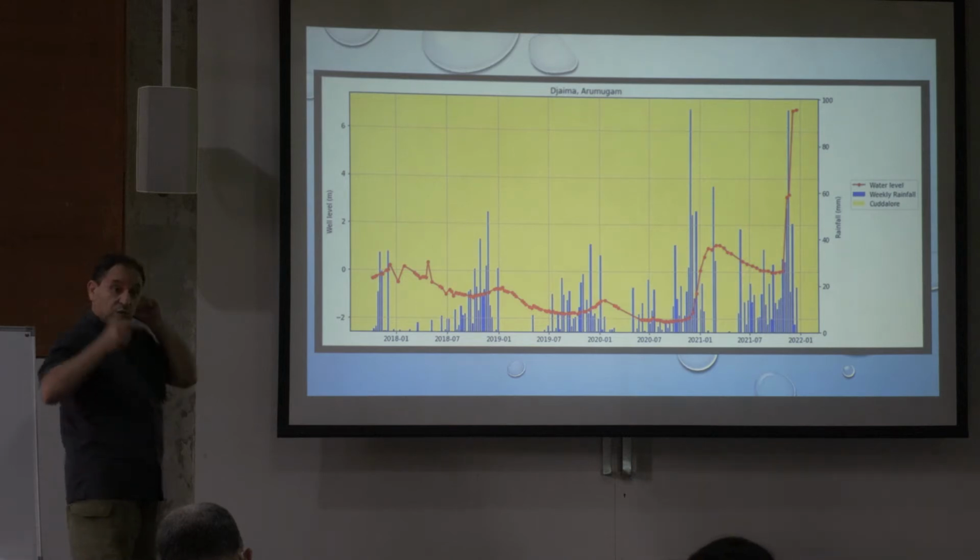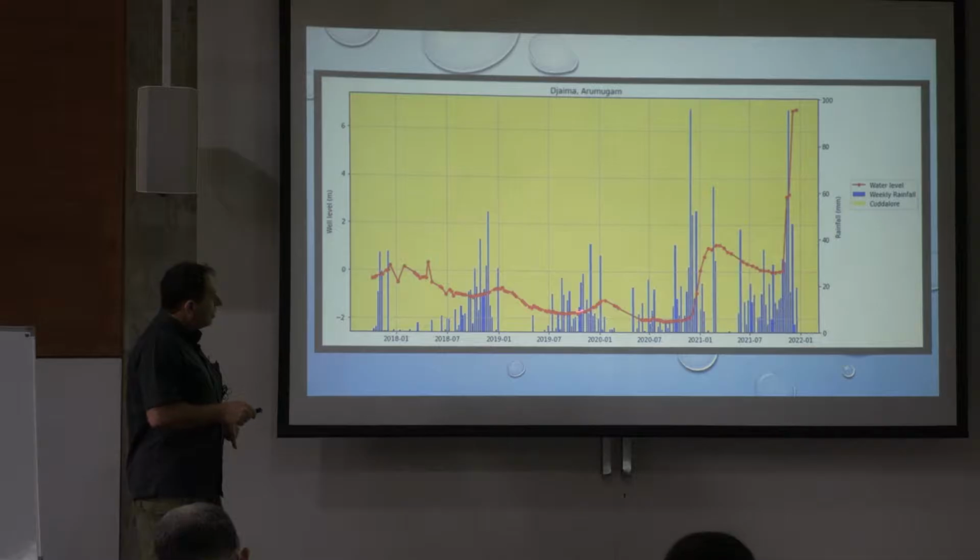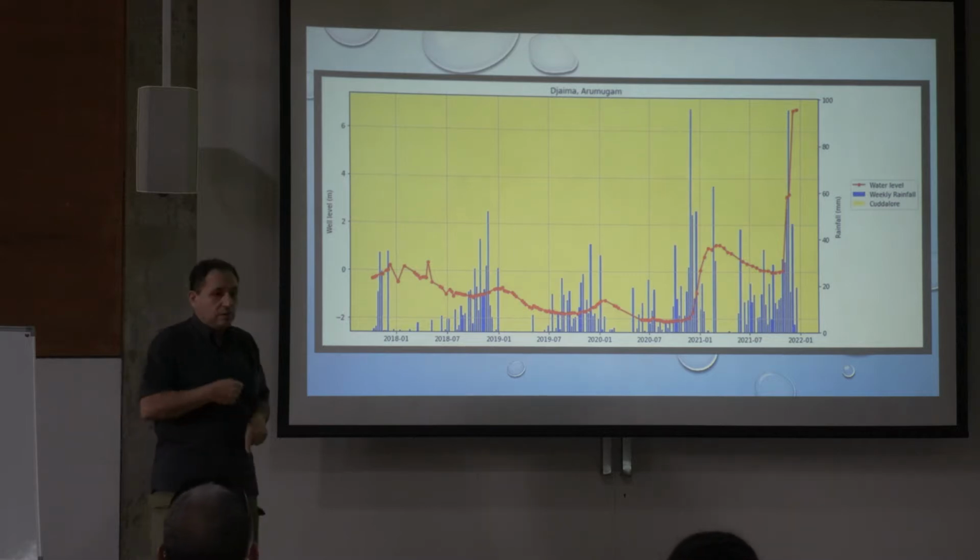Jaima, this is more on the eastern part. Again, it's a shallow well. This is only Cadro sandstone, first aquifer, this one. Look, again, it's going down. But they also get the rain, still going down.